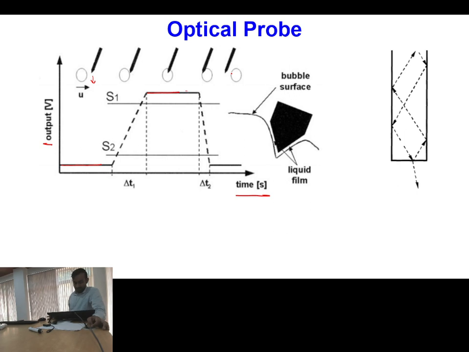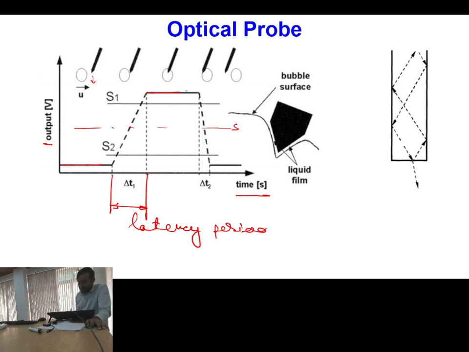Okay. So typically what we can think of is that I can simply take some cutoff criterion S, above which I will be having a bubble, and below which I will be having the presence of liquid. Okay, but you can see this latency period over here. So why is this latency period coming into play?